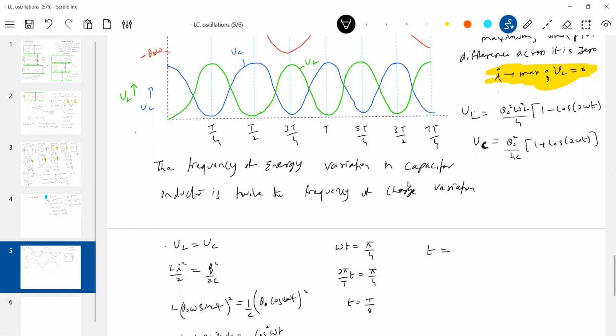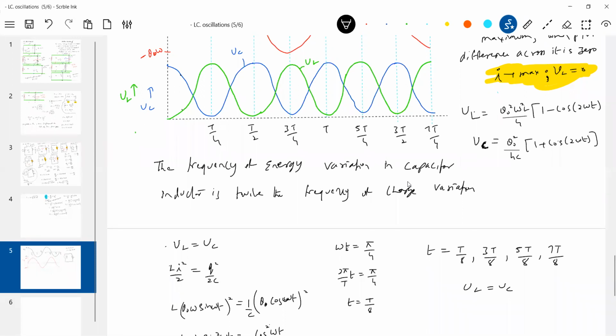These are the times, T by 8, 3T by 8, 5T by 8, in one cycle at which UL will become equal to UC. So this is the condition for the time at which the energy across the inductor becomes equal to that of the capacitor. Any other ways they can ask: the time at which energy across capacitor is twice that of inductor. Maybe that situation is asked somewhere. Any graphical questions can be asked, so you have to be very careful.